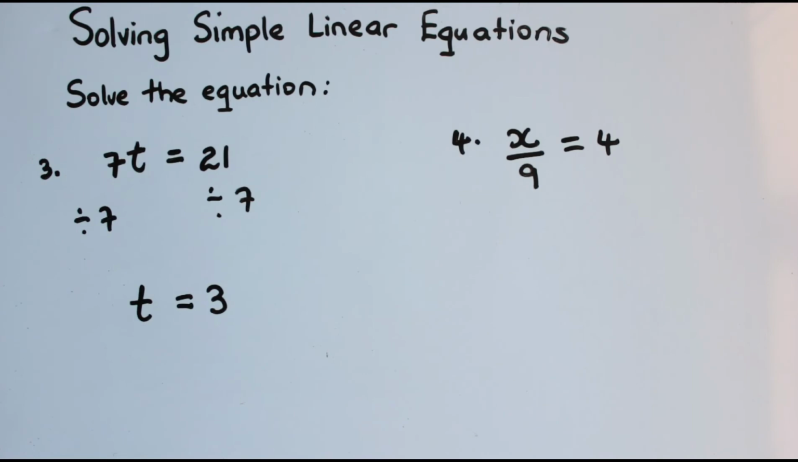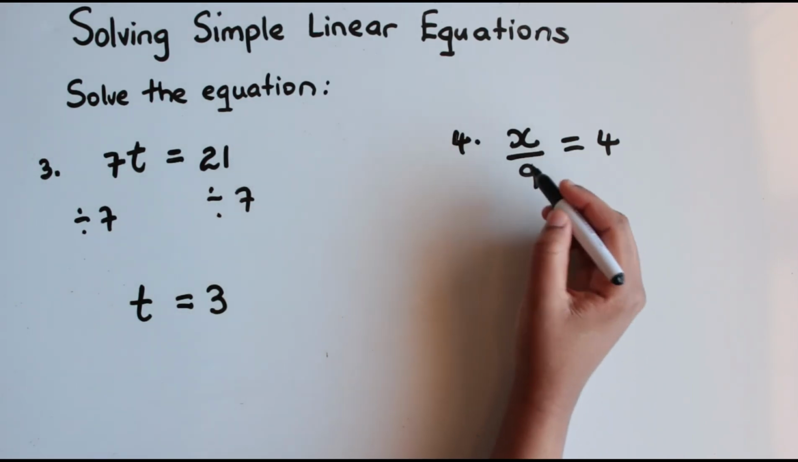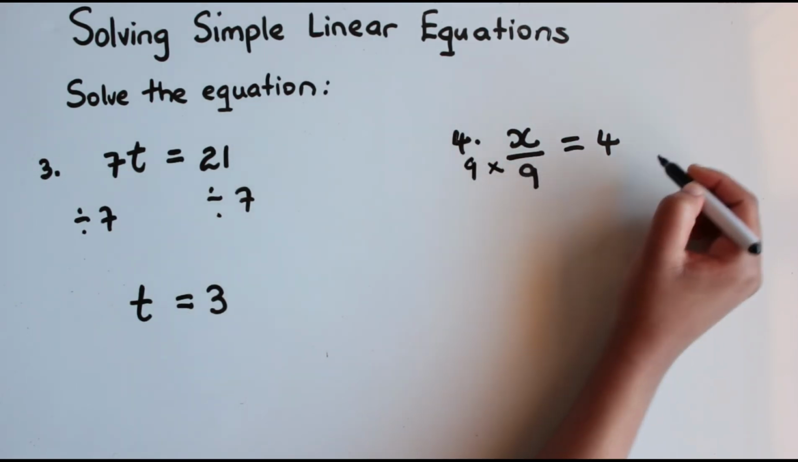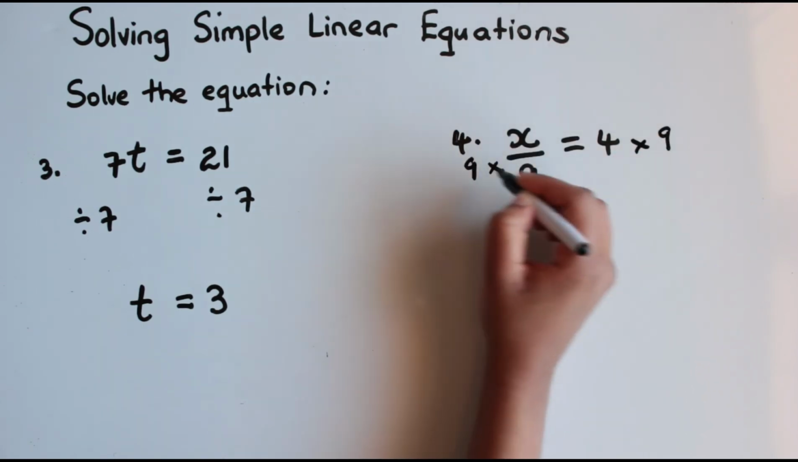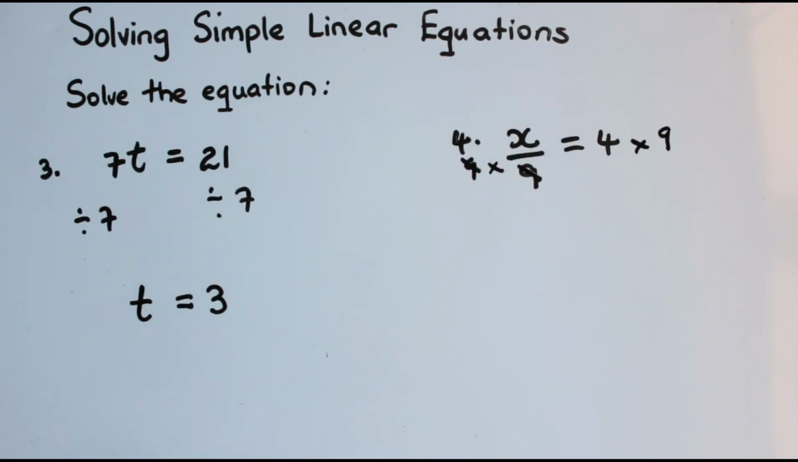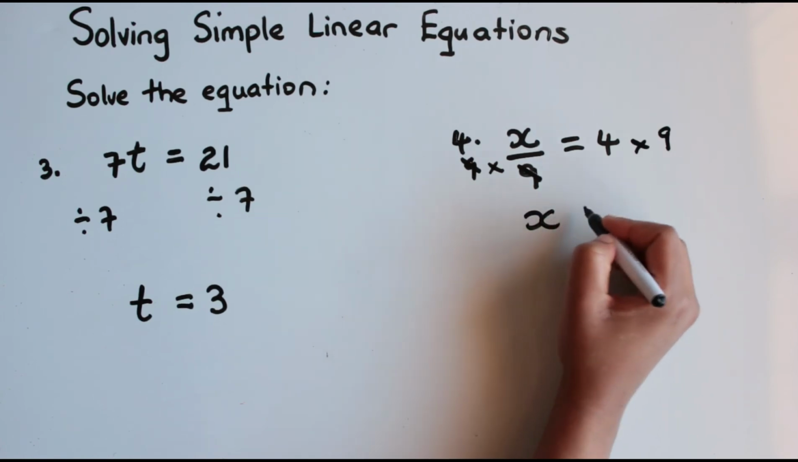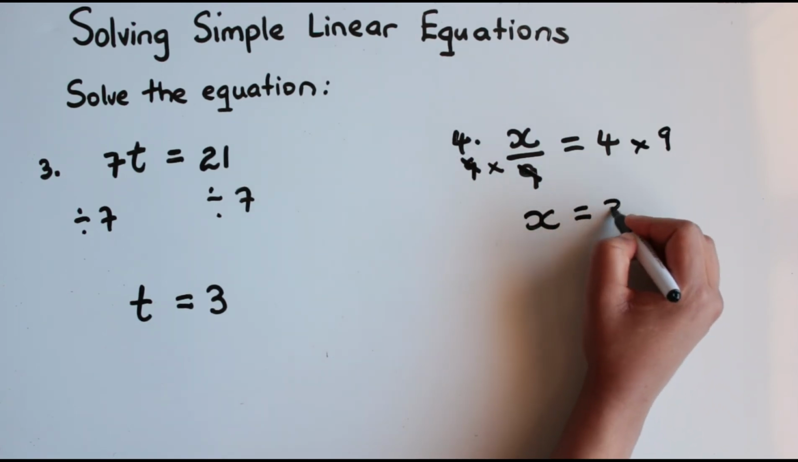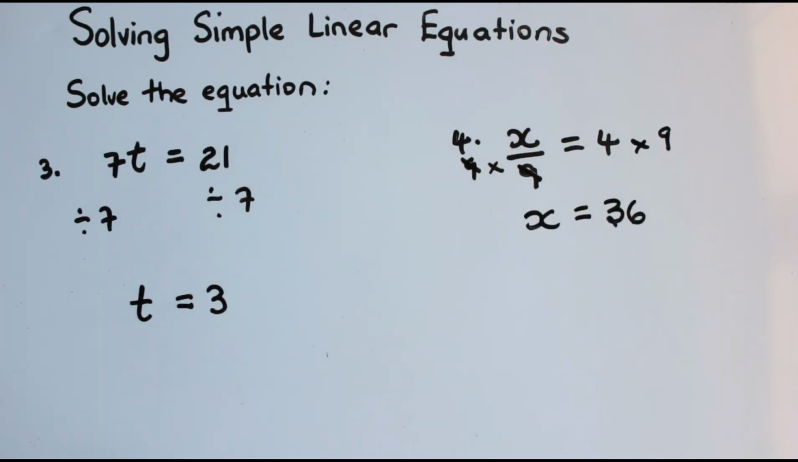So in order to get rid of that 9, I need to multiply both sides of the equation by 9. So I do times 9, times 9. These will go. So I'm left with x equals 4 times 9, equals 36.